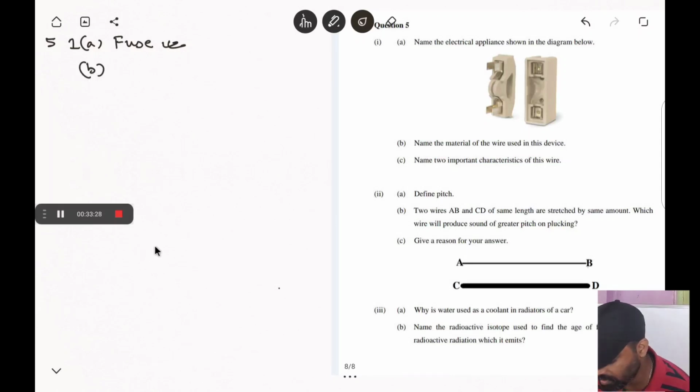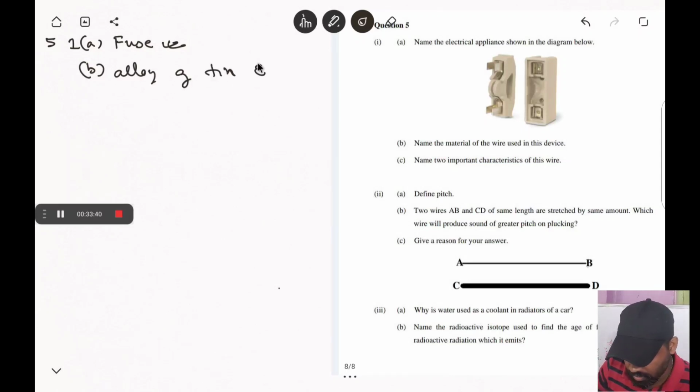Number B. Name the material of the wire used in the device. So in a fuse, what happened? The wire is made of an alloy. It's an alloy of tin and lead. We know this. Yes or no?